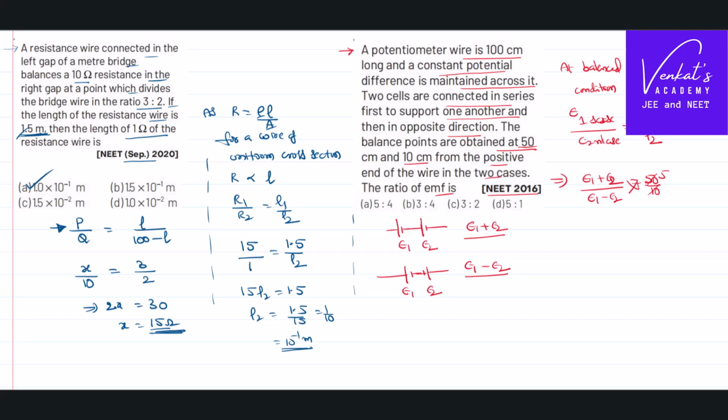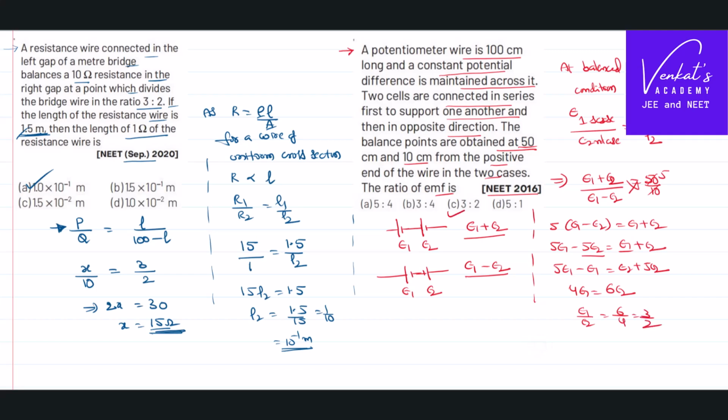Let us cross multiply. 5 of E1 minus E2 equal to E1 plus E2. Let us simplify that. 5 E1 minus 5 E2 equal to E1 plus E2. Get E1 this side. 5 E1 minus E1 equal to, take E2 to that side, E2 plus 5 E2. So, 4E1 equal to 6E2. Thus E1 by E2 is 6 by 4, that is 3:2. That is the answer for the problem. So, this is also a simple problem.